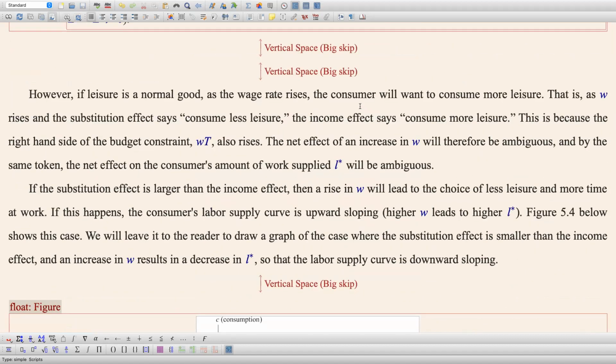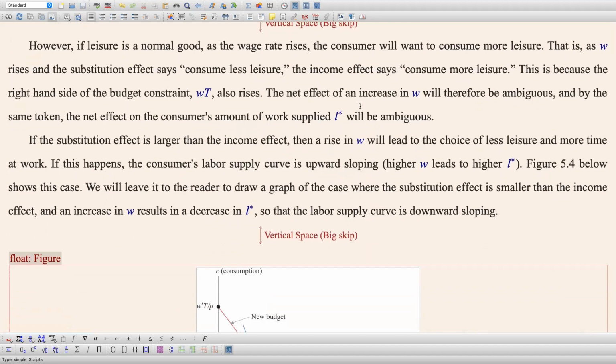Now, remember these ideas of normal good versus inferior good. So if leisure was a normal good, as the wage rises, the consumer will want to consume more leisure. That is, as W rises, the substitution effect says consume less leisure, the income effect will say consume more. This is because the right-hand side of the budget has W as well. Okay, the net effect that we care of an increase in W will therefore be ambiguous. When it's theoretically ambiguous, then by the same token, the net effect on the amount of work L will be ambiguous. So that's an important thing.